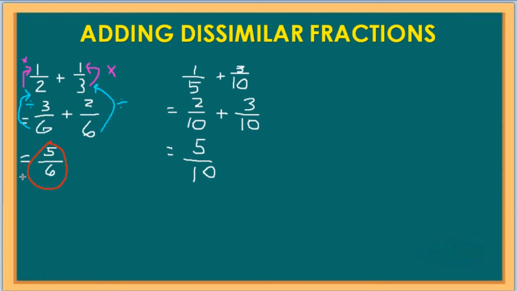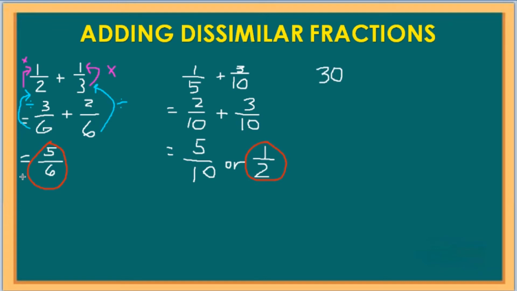However, 5/10 is not in lowest terms yet. So we will get the GCF of 5 and 10, which is 5. 5 divided by 5 is 1. 10 divided by 5 is 2. The final answer is 1/2.